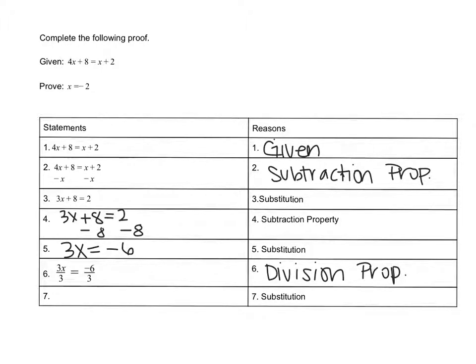And then our last statement should be what we get when we do that division, which is x equals negative 2, which is what we were trying to prove, so we know we are finished with our proof.